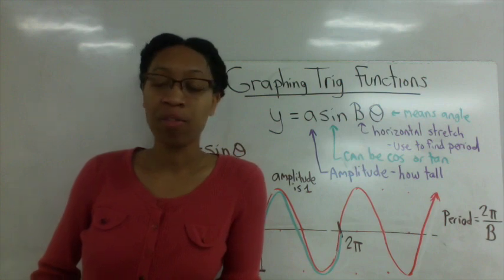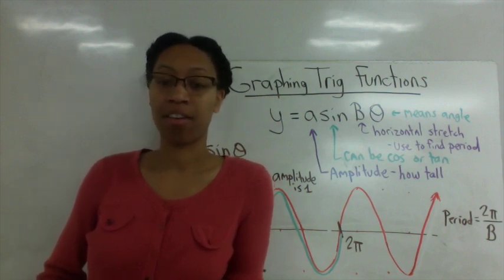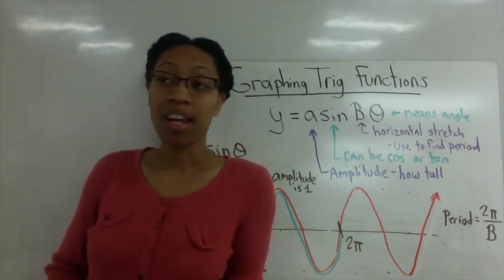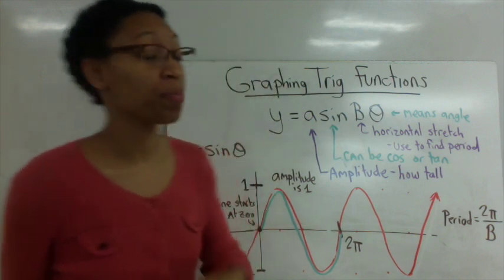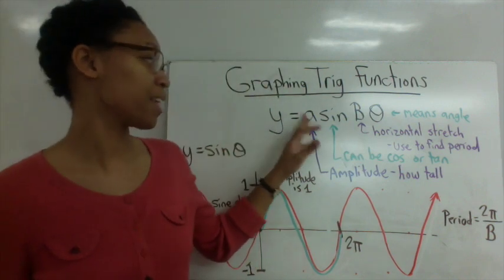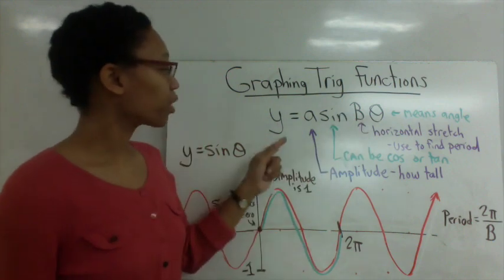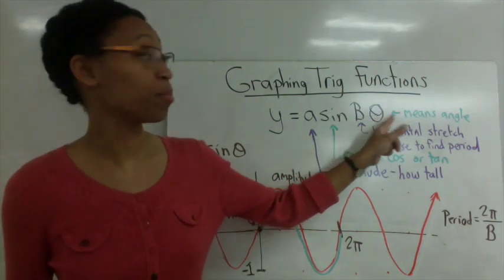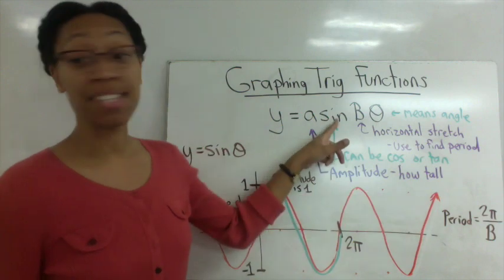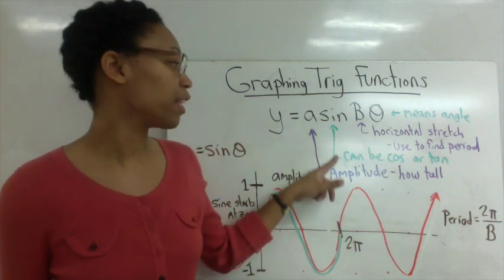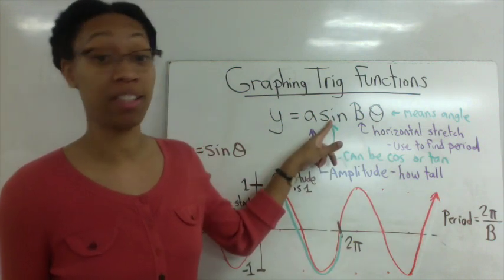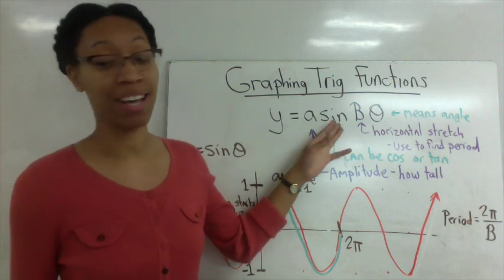So today we're going to be focusing on graphing the sine function. Now, graphing the sine function, we have a general formula for it. The general formula is y equals a sine b theta. Now, the theta you're already familiar with, that means the angle. And the sine here could be the cosine, it could be the tangent. Today we're talking about the sine.